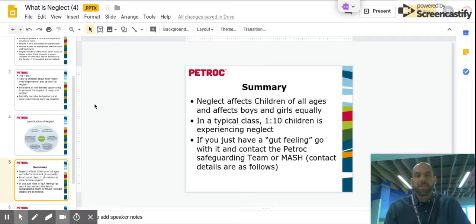And I've mentioned it previously, but if you have a gut feeling that something is not right or somebody may be experiencing neglect, please contact the safeguarding team or the MASH, the Multi-Agency Safeguarding Hub. Both contact details are in the last and final slide.